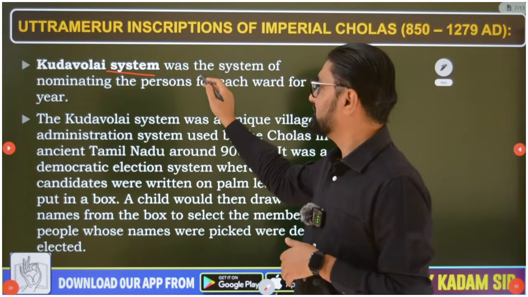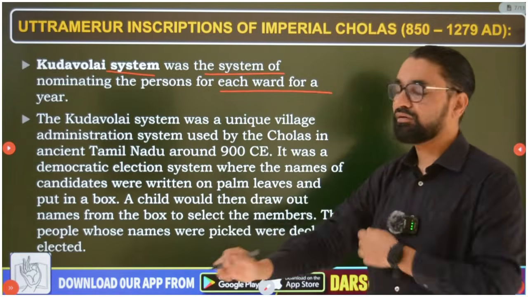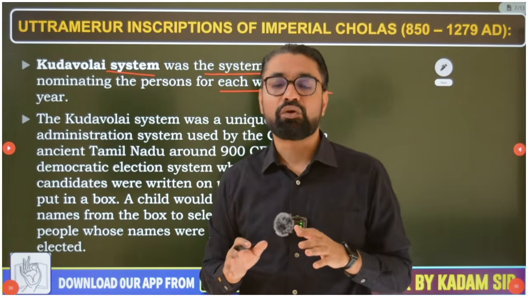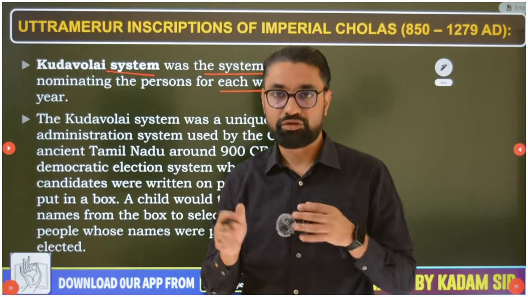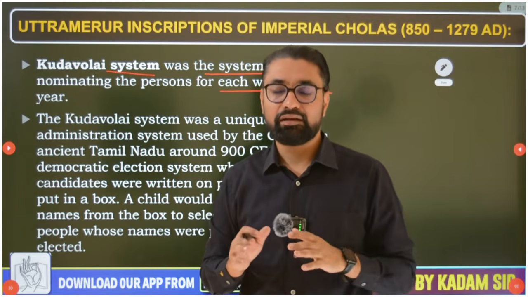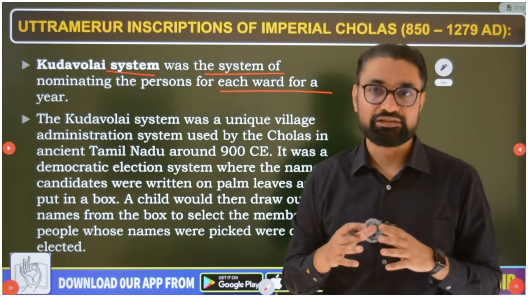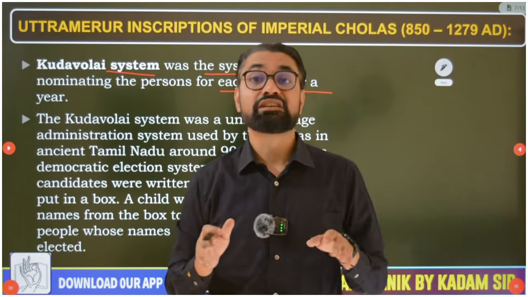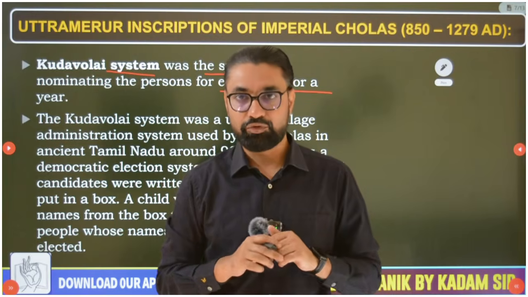This Kudavolai system was the system of nominating persons for each ward for a year. The village was divided into wards, and for each ward a person would be nominated from that ward, from the people. But guys, I will discuss this point again in the end. Though it was a system showing autonomous village administration, where people of villages selected people, it was not really an election, because only Brahmins were allowed to be members of the wards.